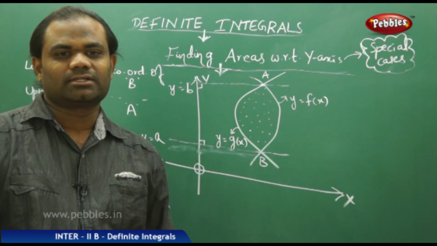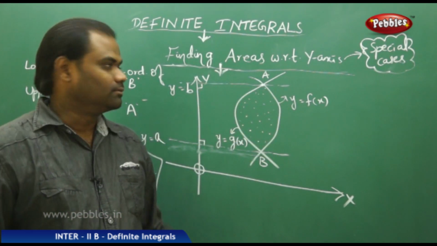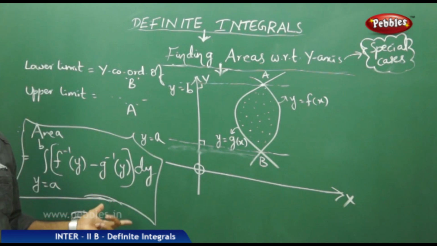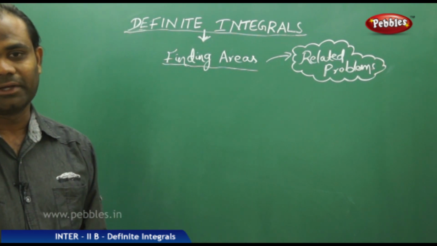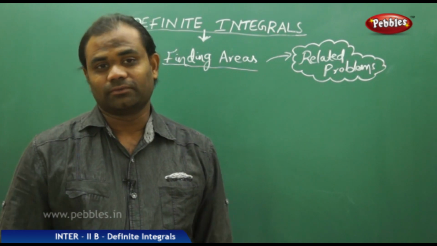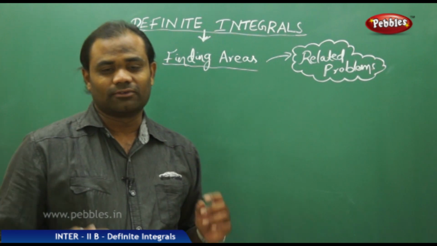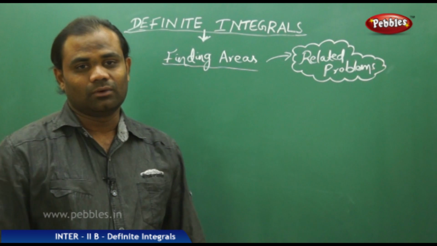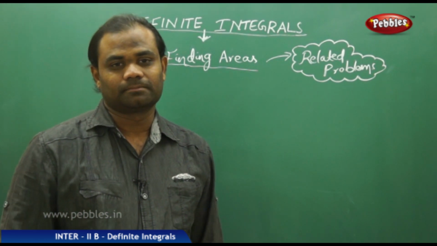So finding the areas in this special case, where there are no limits given but we use the points of intersection to derive the limits, is given in this form. Now let's see some related problems connected with finding areas, both with respect to the x-axis and with respect to the y-axis. As we have seen with all the various types of cases of finding areas, let's now see some example problems to understand the concept better.